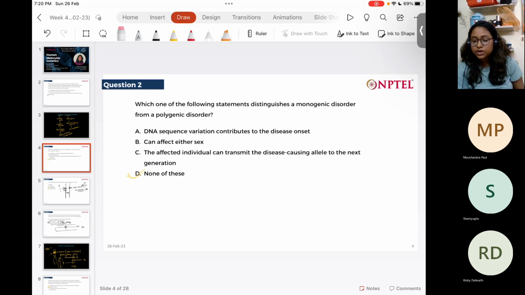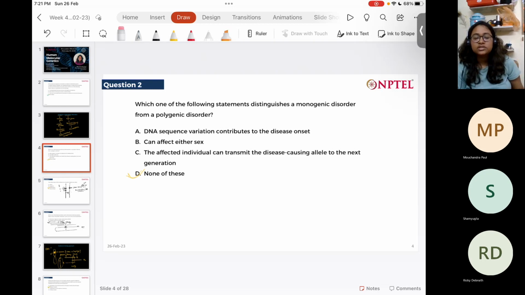Second question: which one of the following statements distinguishes a monogenic disorder from a polygenic disorder? If you recall what monogenic and polygenic disorders are, then you will be able to do this question. The first option is that DNA sequence variation contributes to disease onset. It can affect either sex. The affected individual can transmit the disease-causing allele to the next generation. So options A, B, and C don't say that these two disorders are different. That's why option D is correct.